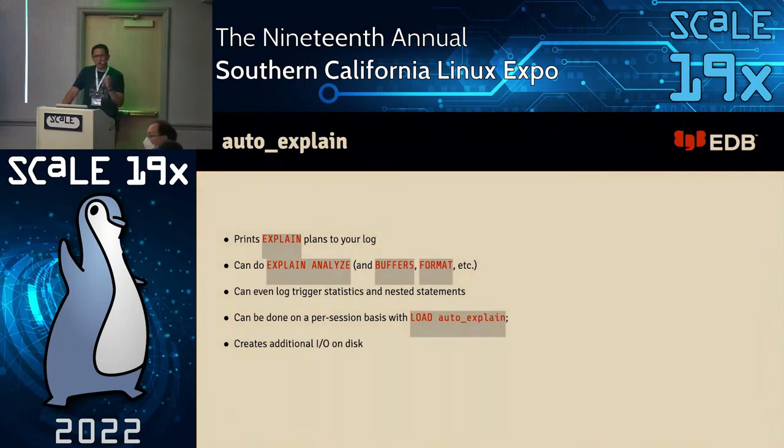Yes, it does affect performance. It creates a lot of additional I/O. So you only want to turn it on when you're actually looking for an active problem. You can turn it on per session with LOAD auto_explain in your psql session, or in your application, or you can turn it on at a conf level, which would be system wide. If you have to, you should. But if you can turn it off to save yourself from the performance hit, that's better.